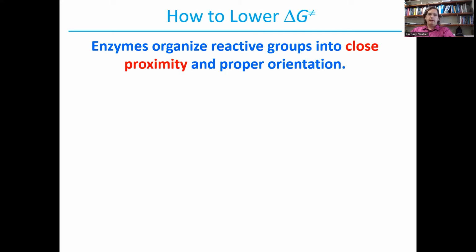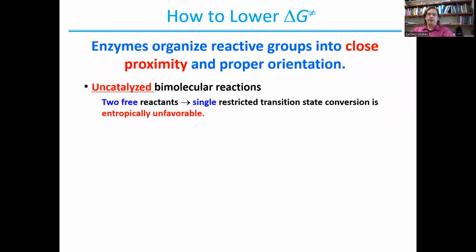One of the key mechanisms that it's going to use is organizing our reactive groups into close proximity and proper orientation. Right? So one of the things that will slow down an uncatalyzed reaction is that we have to take our two different reactants, right, which are very free to kind of move around and do whatever they want, right? So we'd call that a high entropy state, right? Because they have a lot of freedom, a lot of disorder there.